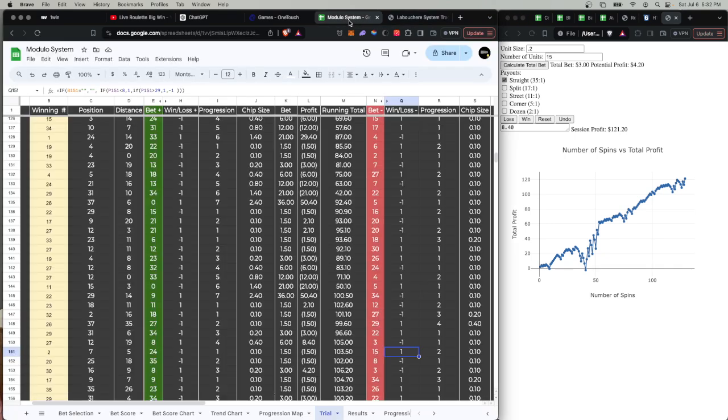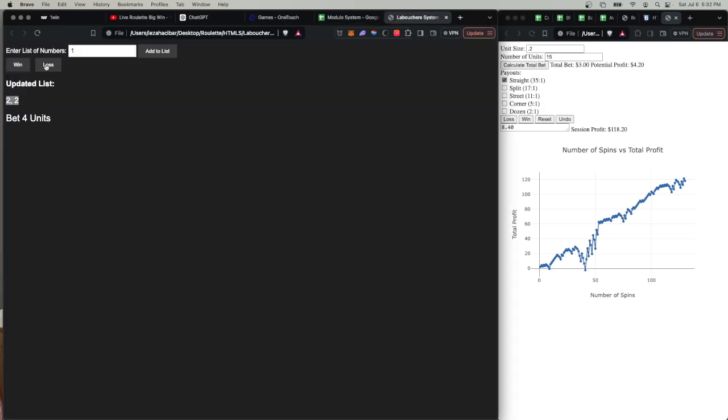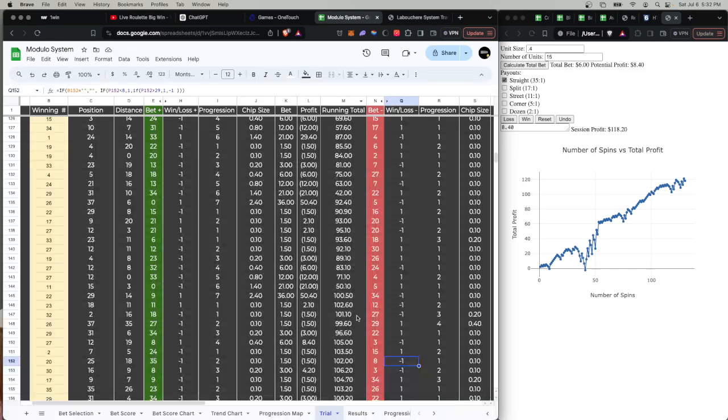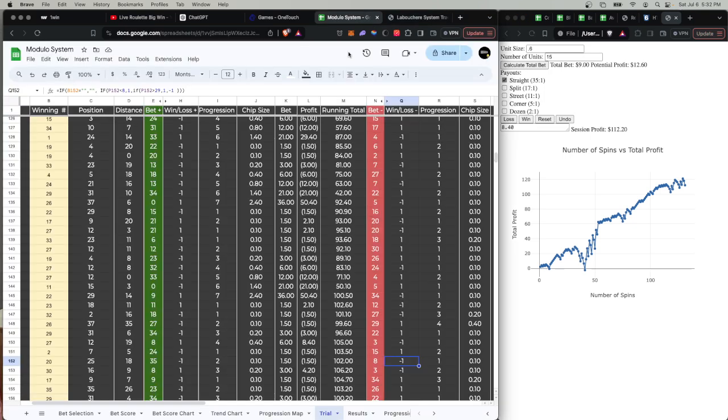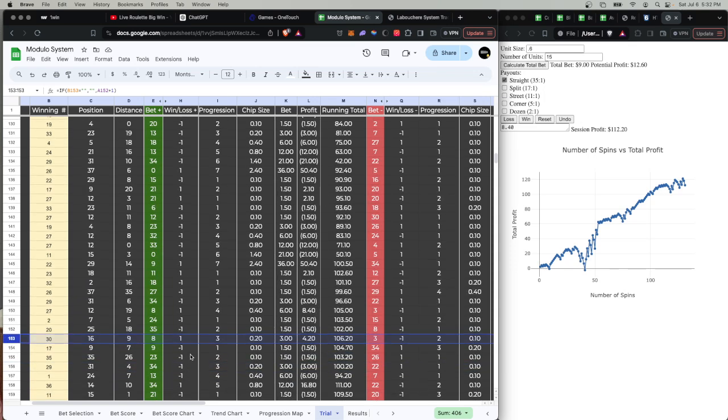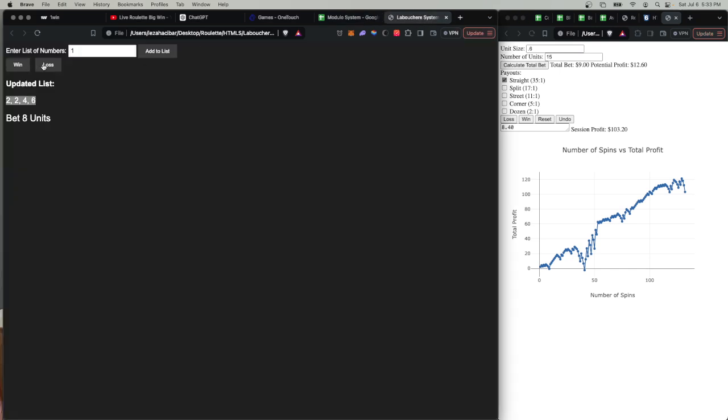Followed by a loss. So then we bet 4 units. And brings us another loss. So now we're at 6 units. Calculate. And we're switching trends, going from here to the negative to the positive. And we suffer a loss. So now we're at 8 units.